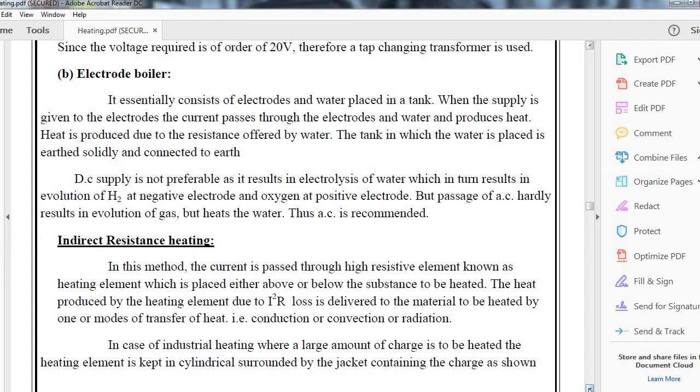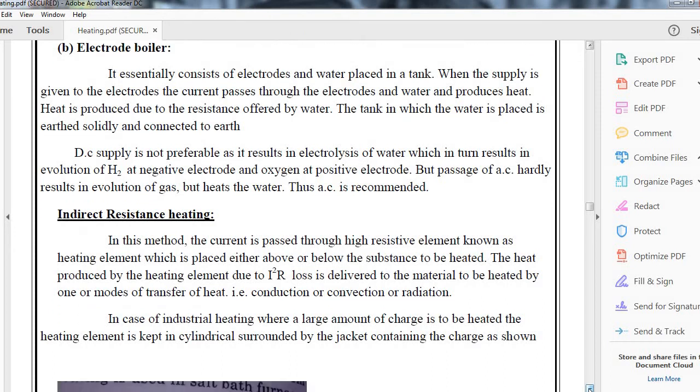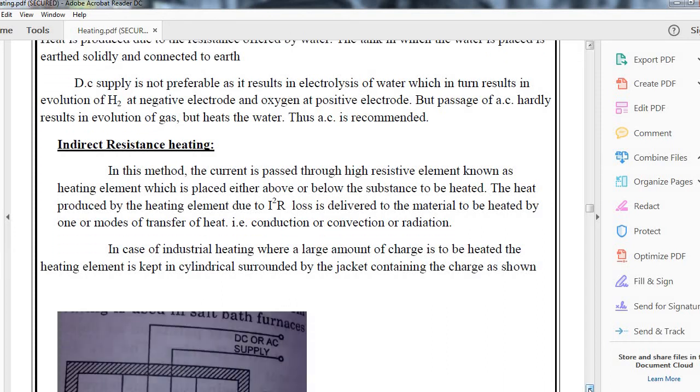DC supply is not preferable as it results in electrolysis of water, which in turn results in evolution of H2 at the negative electrode and oxygen at the positive electrode. But the passage of AC hardly results in evolution of gas, but it heats the water, and thus AC is recommended.